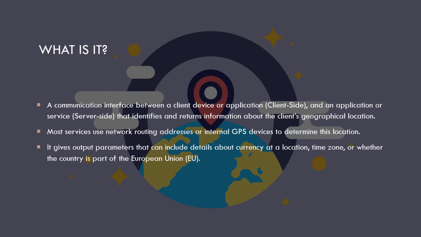Usually it will give you the output parameters, which are details like what's the currency at the location. If you're in Spain, they use pesetas, or if you're in Europe, then of course they're going to use euros. What time zone are you in? Are you Eastern Standard Time? Are you Pacific? Are you Central? Etc. Or even if the country is part of the European Union. And all this information can be identified through the Geolocation API as it gathers this information and reports it back to the user.